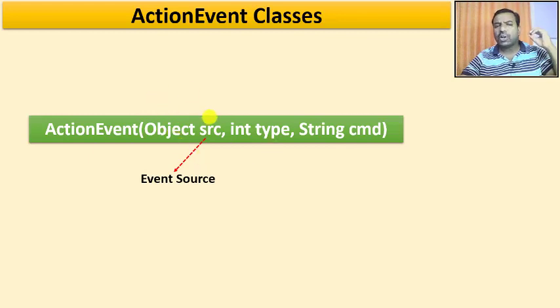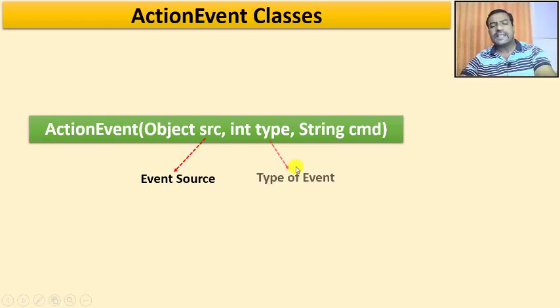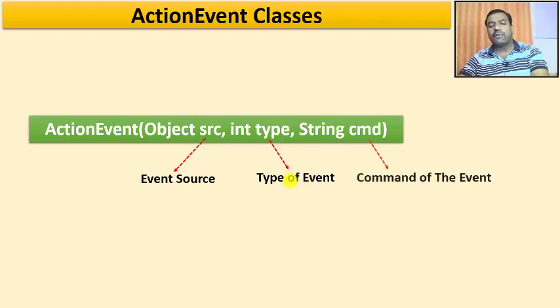Hence, whatever the class we are going to talk about with AWT, for all those classes, the first parameter is going to be the source itself. And the second is going to be the type of the event. As I told you, I just gave you 3 examples of what the type of event can be, and there are a few more types of events which I can come across. And I'm just going to have the command of the event.